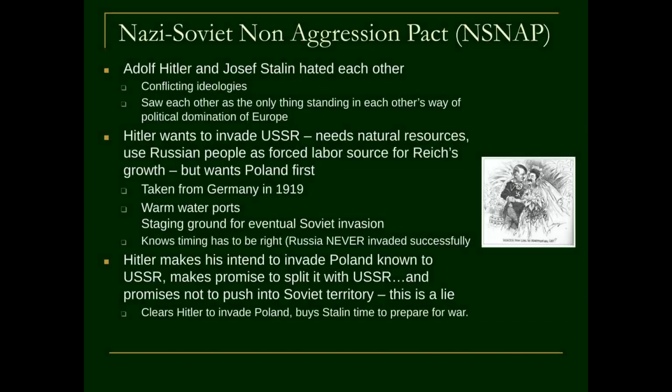So Hitler makes his intentions known to invade Poland to the Soviet Union, and he and Stalin would make this agreement saying that Stalin would get part of Poland and Germany would get part of Poland, and Hitler would not invade Soviet territory. And of course, this is a lie, and this clears Hitler to invade Poland, and it buys Stalin some more time to prepare for war, which would eventually come to the Soviet Union.